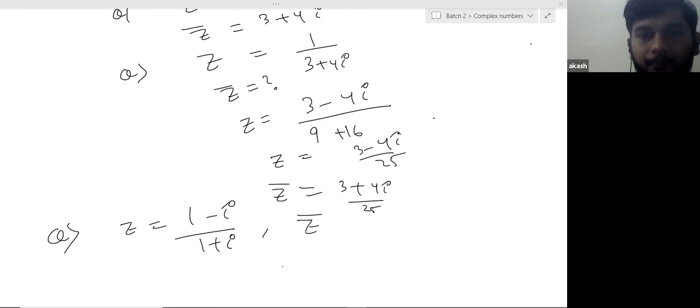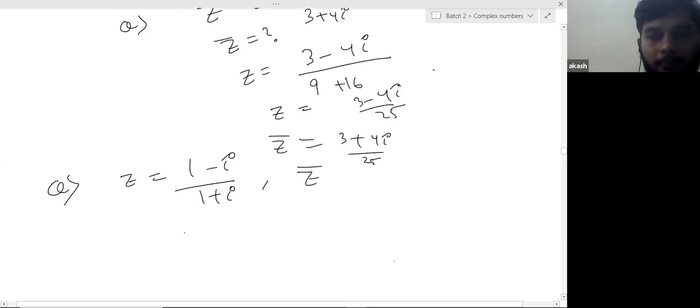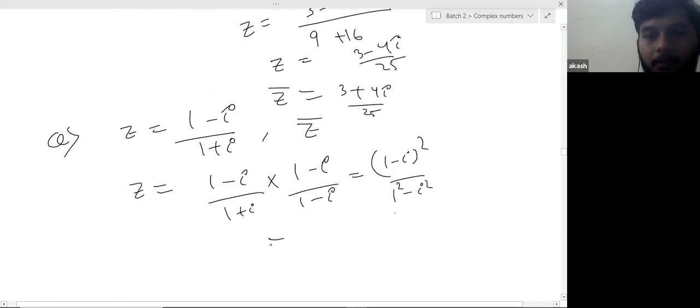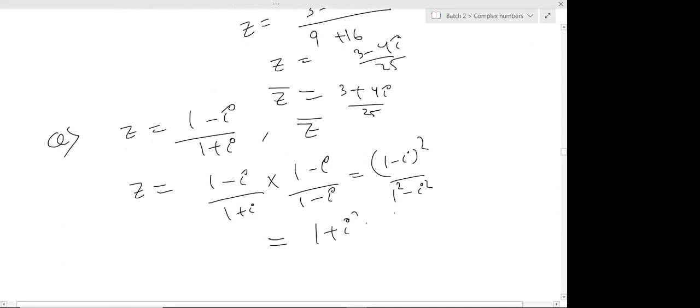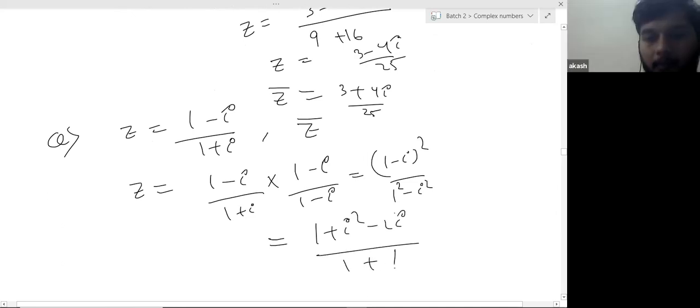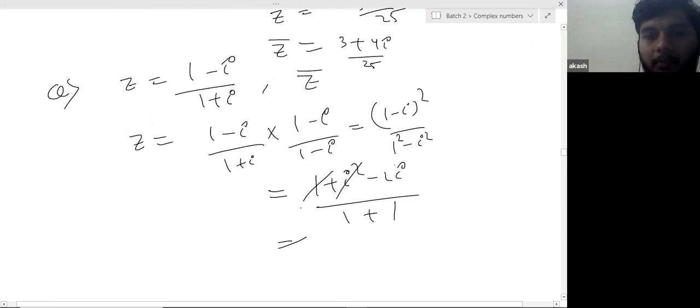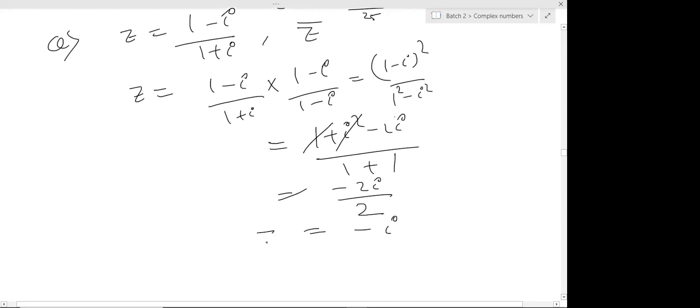All right, let's see. Here again, you have 1 minus i upon 1 plus i, you will multiply by 1 minus i. So this is 1 minus i whole square upon 1 square minus i square. So this is 1 plus i square minus 2i upon 1 plus 1. Yes. So I can cancel out i square and 1. So this is minus 2i upon 2. So this is minus i. Right? Yes, sir. So z equals minus i.